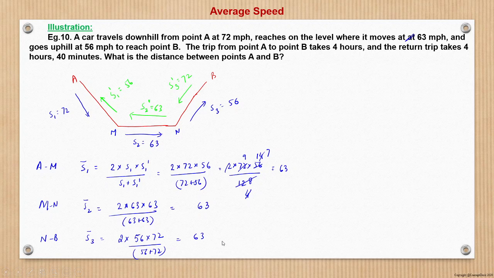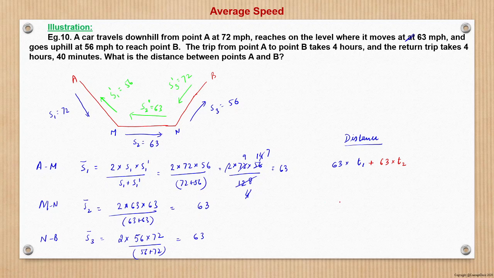So now we have found the average speed for the different stretches. Now we have to find the length of each stretch. In case of AM, first it's coming down then going up, so it's covering two times the distance AM, right? So what will be the distance? I will write here: distance will be 63 at a speed of, when coming down at time T1, that is 63 T1, and then when going up, average speed 63 for time T2, right?